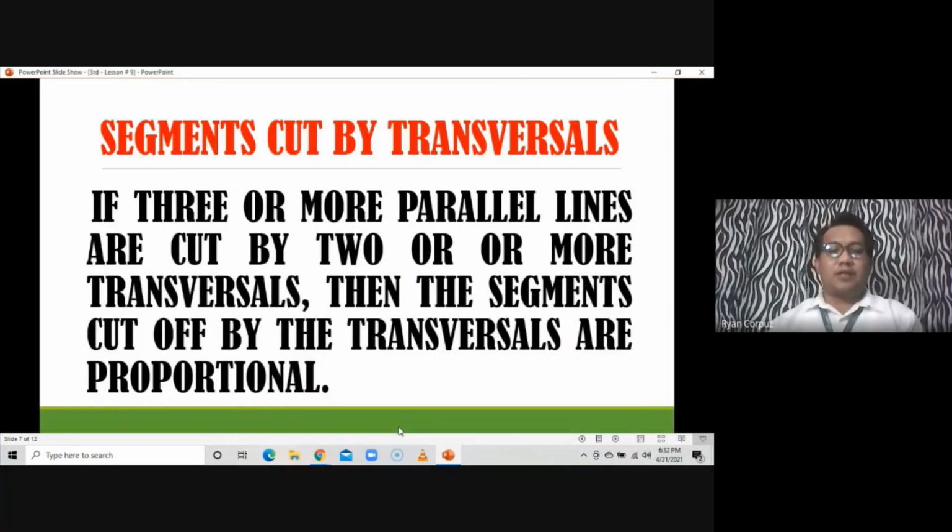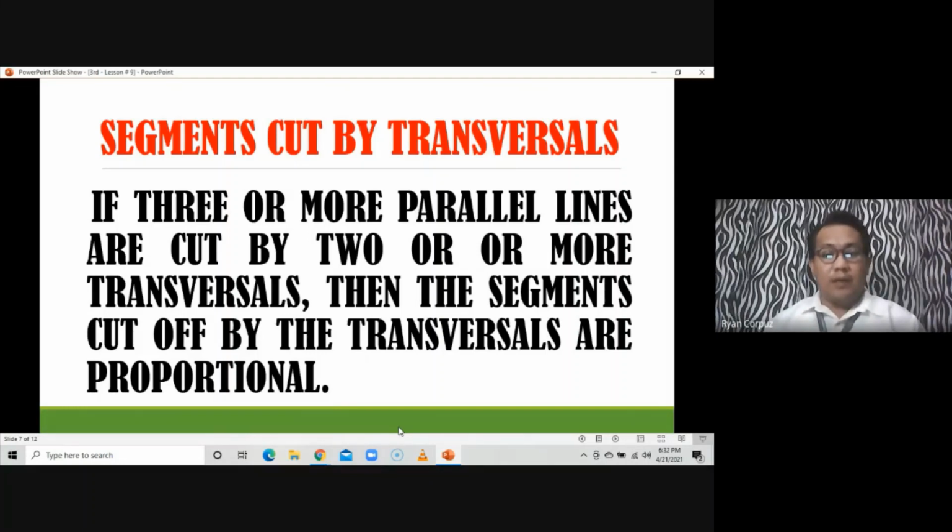Segments cut by transversals states that if 3 or more parallel lines are cut by 2 or more transversals, then the segments cut off by the transversals are proportional. So, makita nyo ulit doon yung word na proportion. So, ibig sabihin, in order for you to solve problems which involve segments cut by transversals, still, yung the way on how you solve proportion is needed.